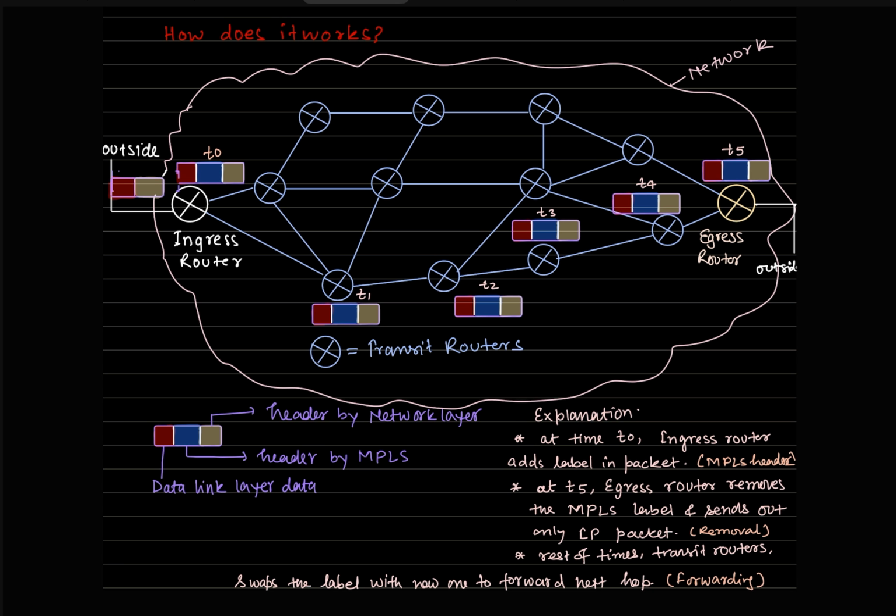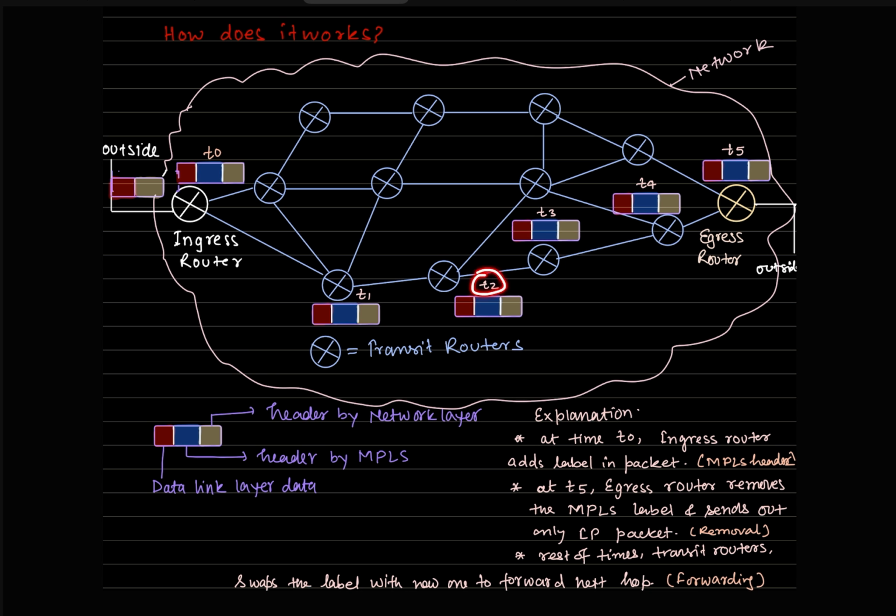What do these intermediate routers do? They simply swap the labels. Suppose the label corresponding to this router is L1, then this router will swap this label with the new one corresponding to the next router. So these routers will change the labels to new ones.